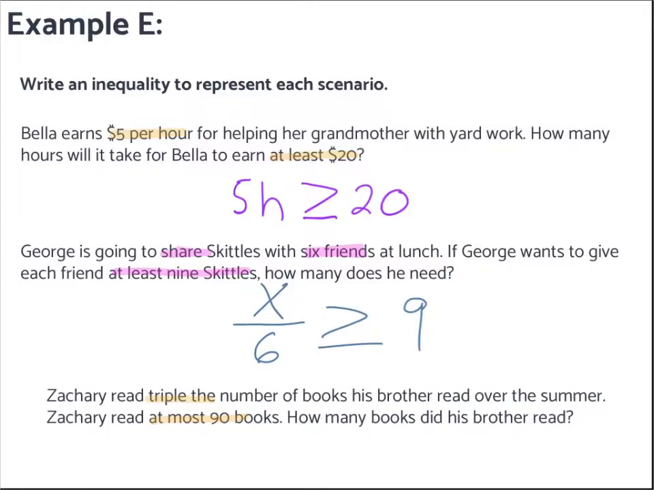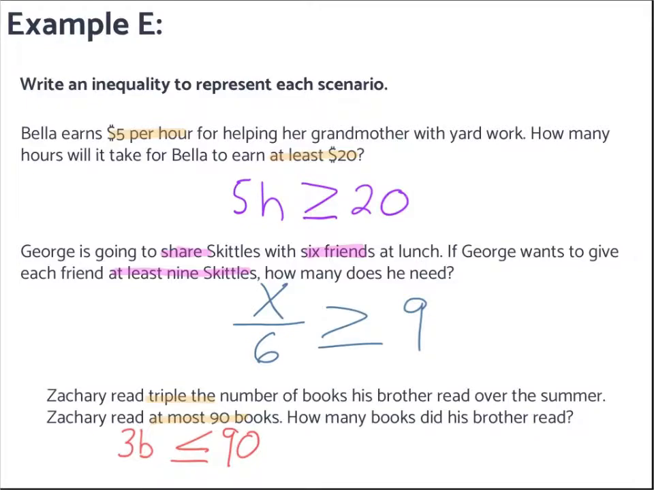So since we're going to have at most that number of books, we want to make sure that we can't read more than that. So if we have at most, we can't go over that amount of books in this case. So we're going to have less than or equal to 90 because we can't go over that 90 book amount because it's at most. Since we have triple, we know that that's going to be multiplying by 3. So in this case, I'm going to write 3b, b for books. You could have used any variable that you wanted, but since we can read at most 90 books, then our answer is going to be less than or equal to that.